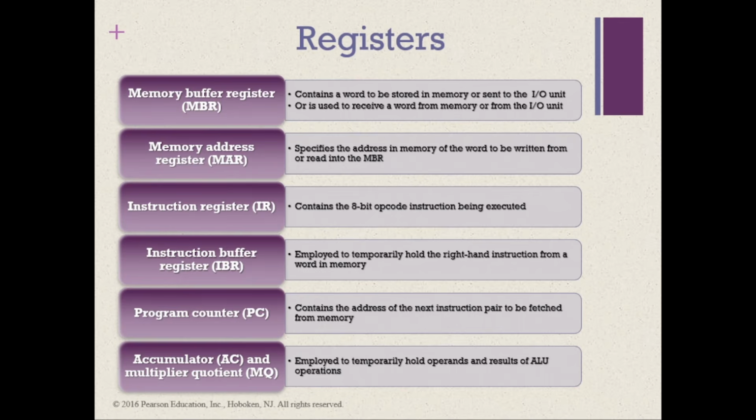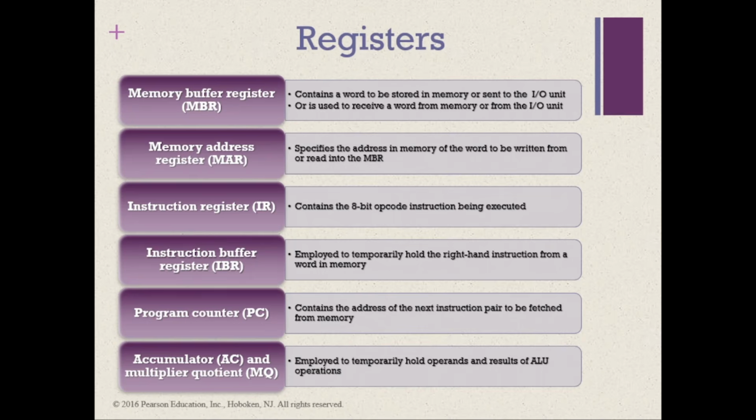Next we have the instruction buffer register, or IBR, employed to hold temporarily the right-hand instruction from a word in memory. Next we have the program counter, which contains the address of the next instruction pair to be fetched from memory. And next we have the accumulator, or AC, and the multiplier quotient, MQ, employed to hold temporarily operands and results of ALU operations.